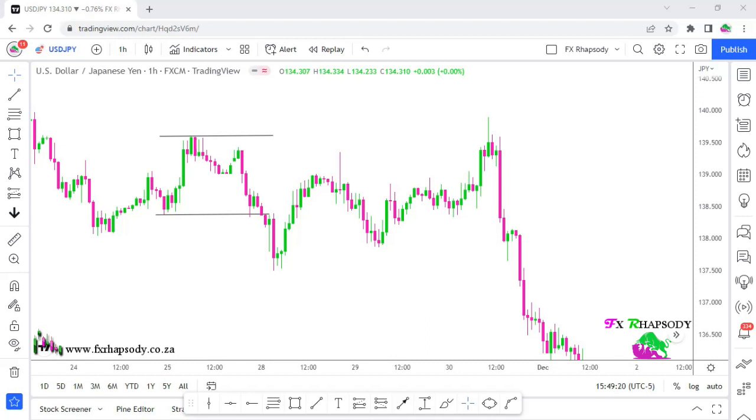Today we're looking at the USDJPY, US dollar Japanese yen. We're only going to be focusing on this currency pair.